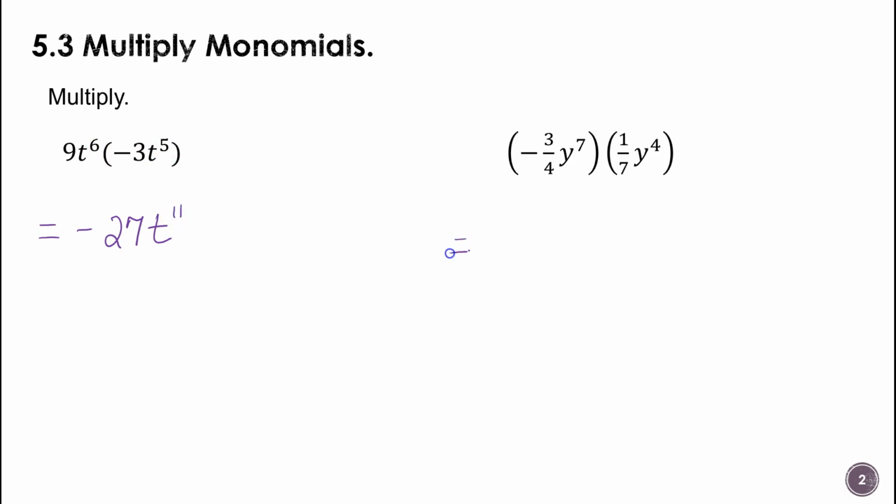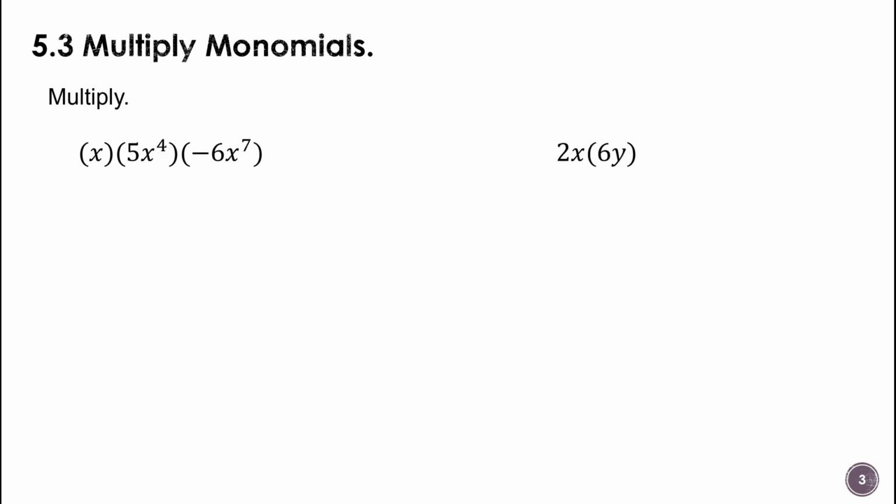And then that's it. And you could write it out, like I could say negative 3/4 times 1/7, just to put the numbers together, and then y to the 7th times y to the 4th. So you could rearrange it a little bit just to understand this is not distributive property, we're just multiplying two monomials. And so I have negative 3/28 when I multiply negative 3/4 times 1/7. On the y's I add the exponents, and that's y to the 11th.